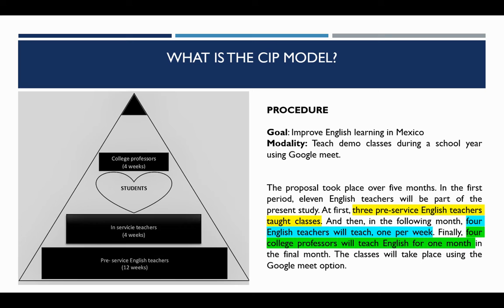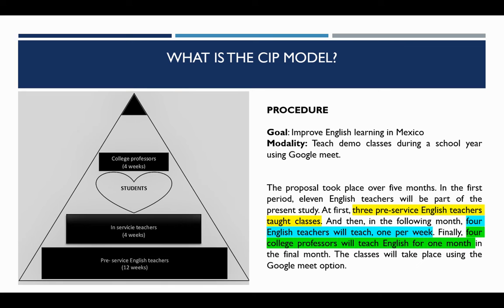What I refer to as in-service teachers are teachers that have been many years teaching in front of classes the English language, and they will be teaching using the Google Meet option. They'll be teaching 1 month to the students, and then at the top of the pyramid we will have college professors that would be teaching 4 weeks, specifically 1 month. What I refer to as college professors are professors that have an expertise in their field, that may be teaching at the moment at a university.